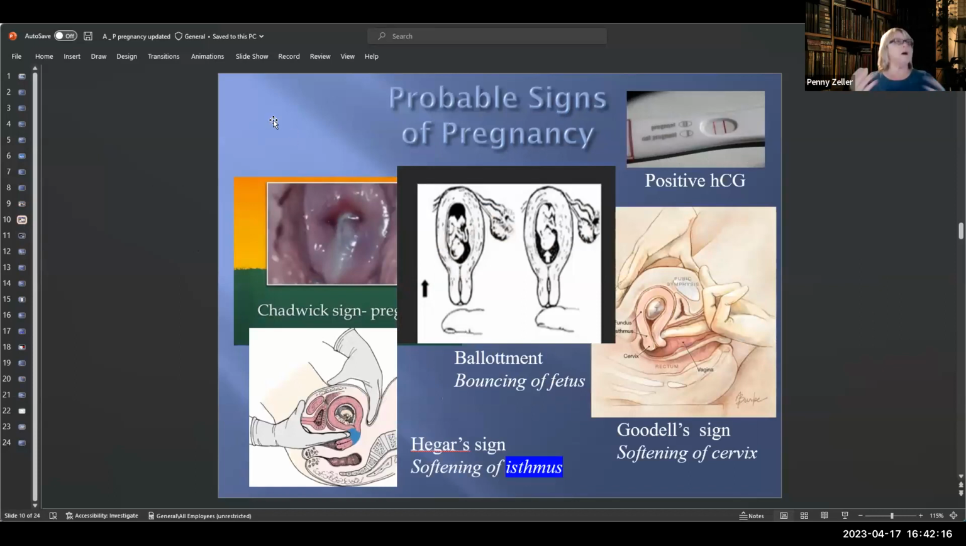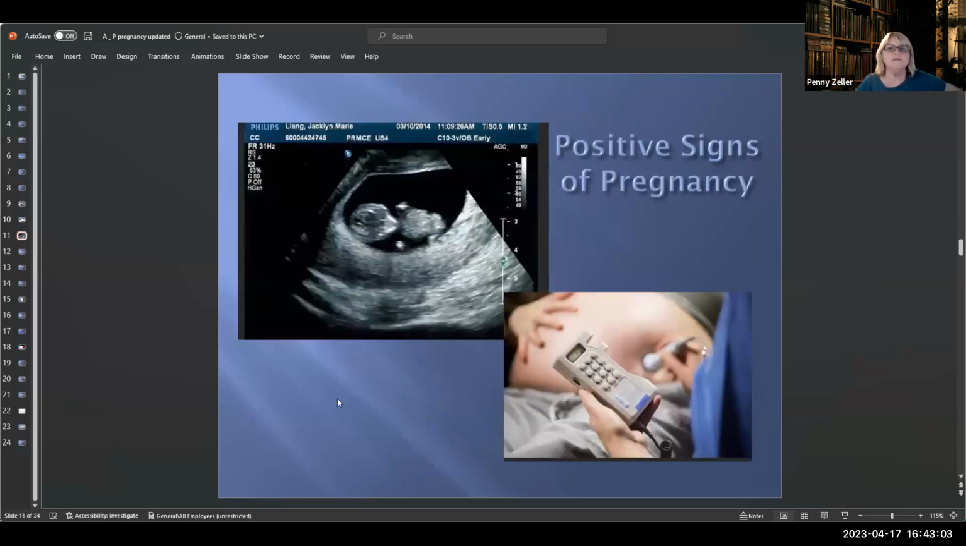Probable signs, the positive HCG test. So my visual learners, this is what helps you. That's why I put pictures for you, because if you are taking an exam and they ask you about probable signs, I want you to remember the pictures. You know, the blue colored Chadwick sign, bluish tinted cervix and vaginal tissues, ballottement, positive HCG, the softening of the cervix called Goodell's sign, Heger's sign, the softening of the isthmus, the lower part of the uterus, and ballottement. And then the positive signs, ultrasound, fetal heart tones.